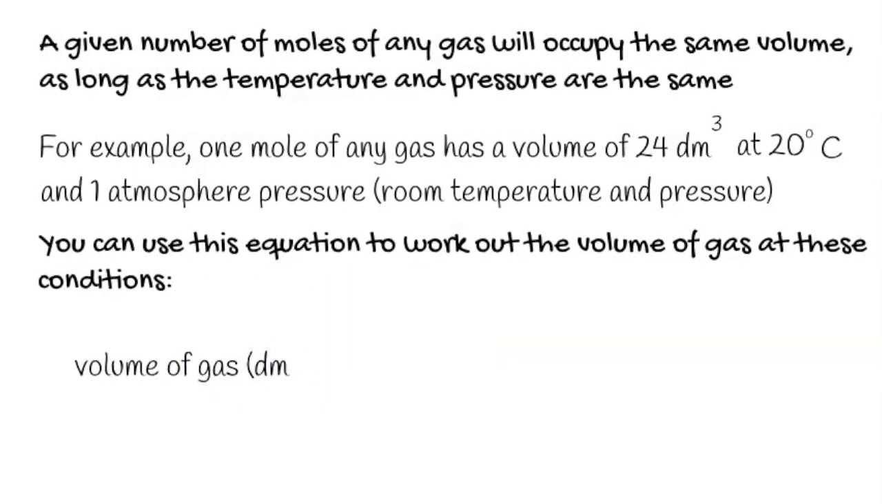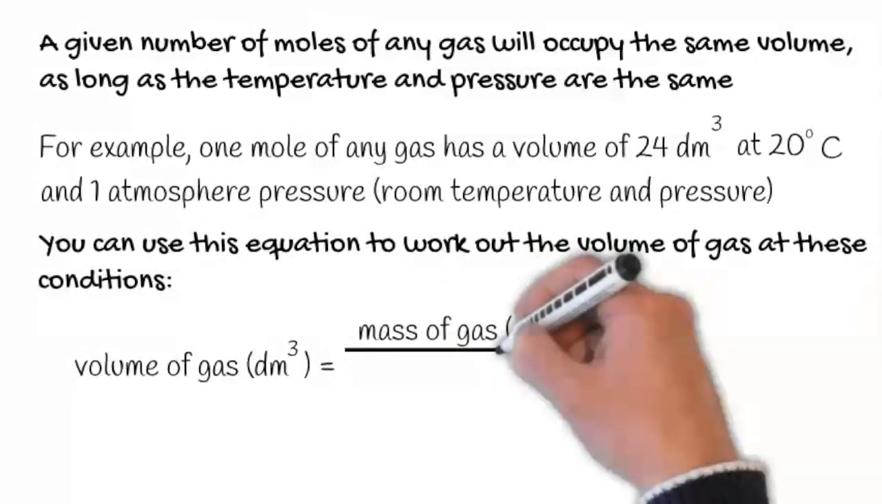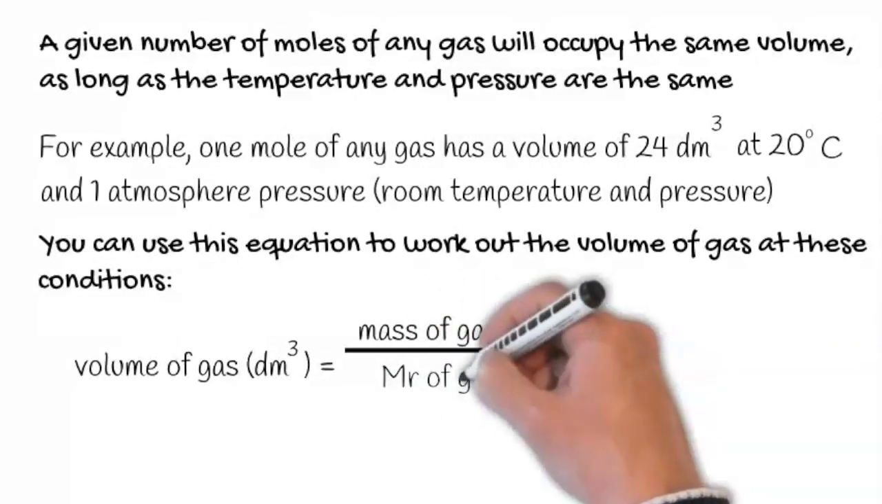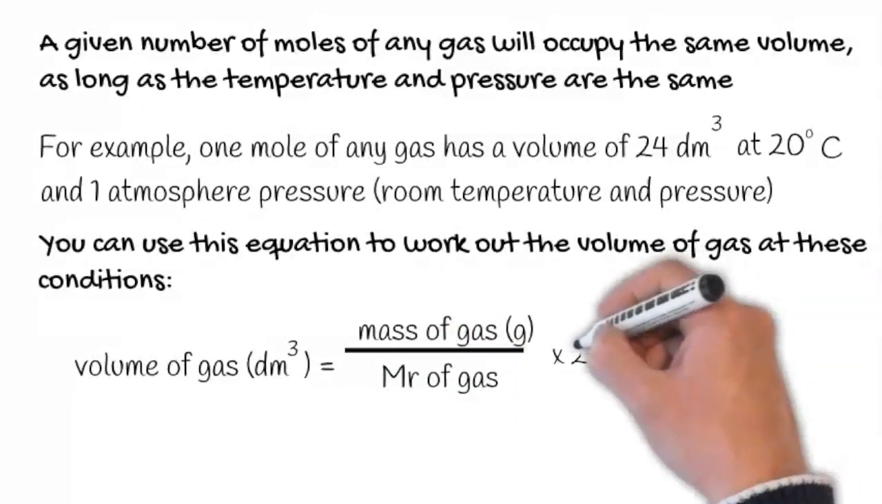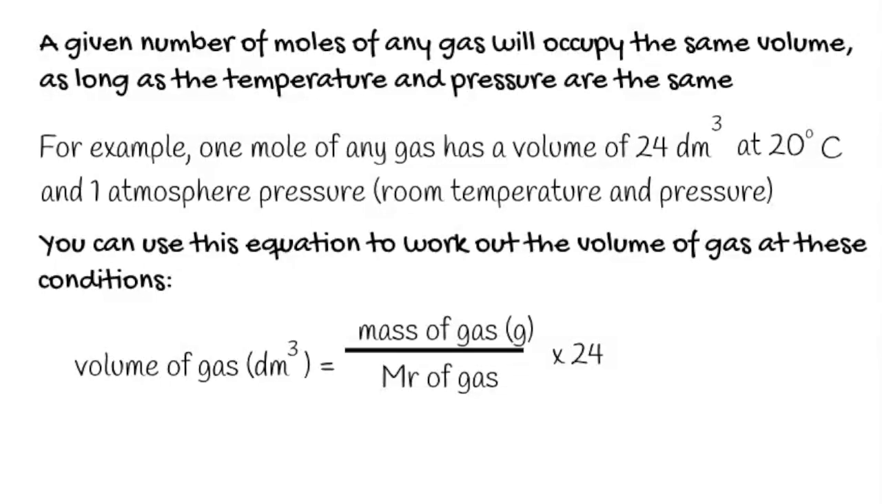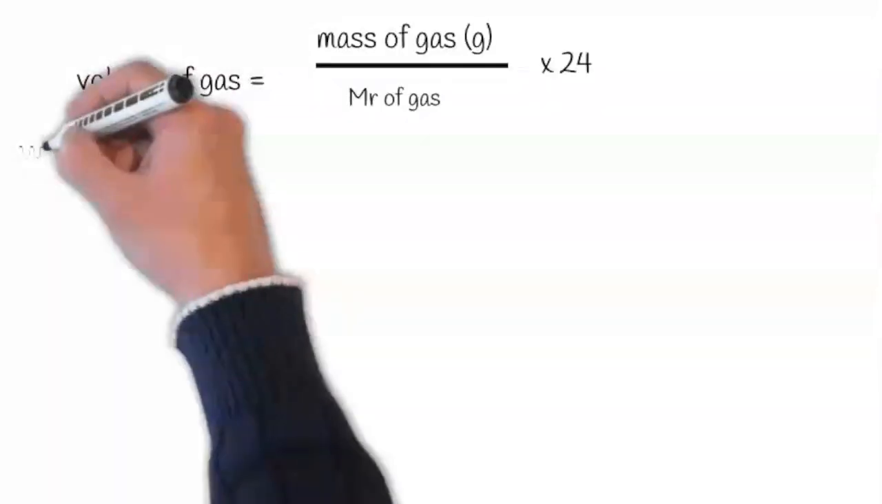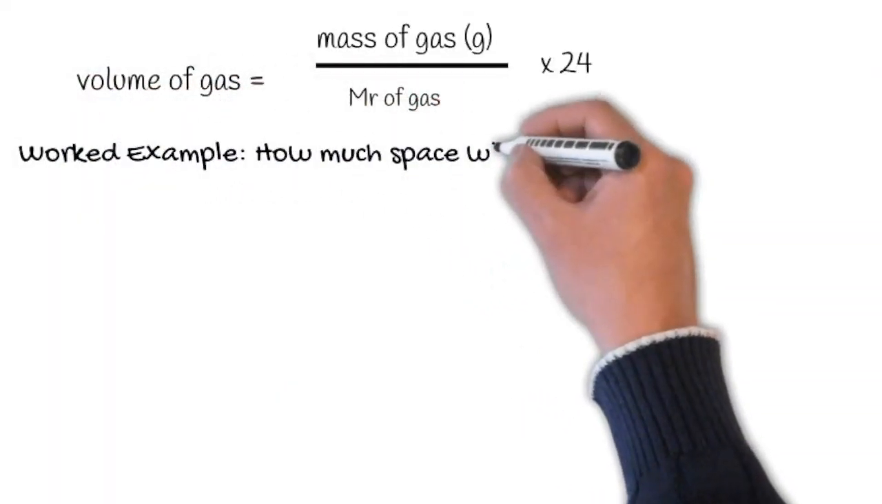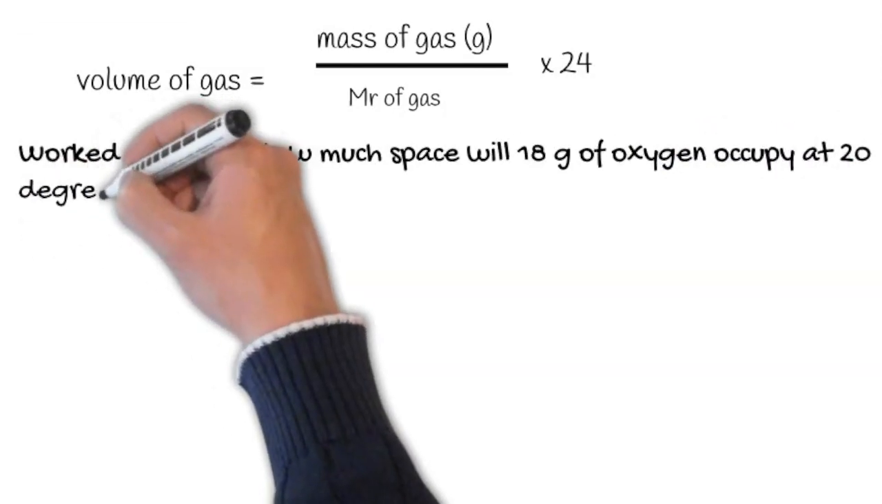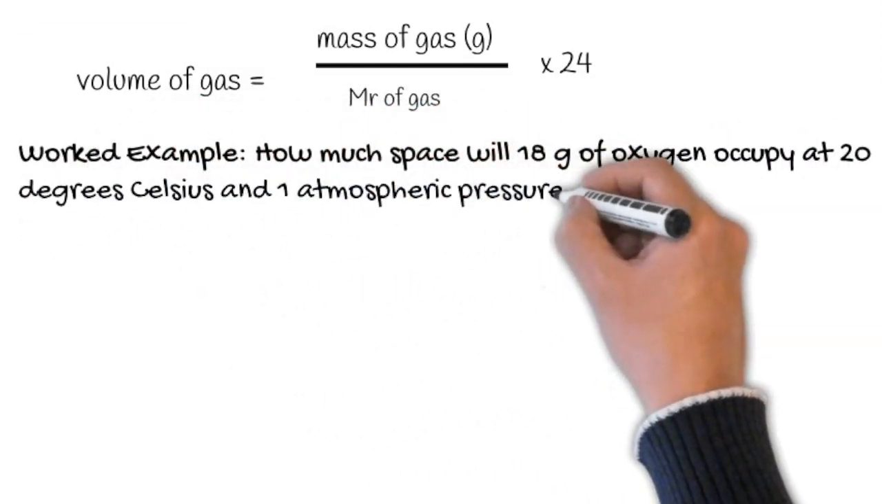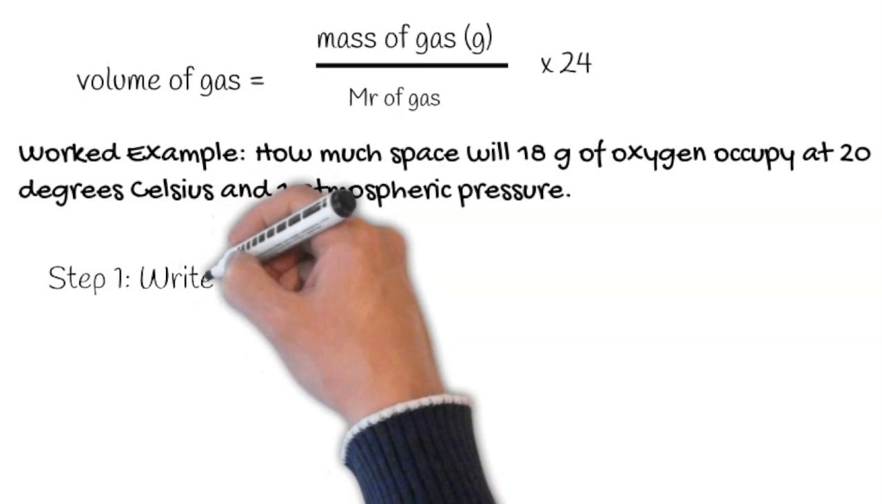The volume of gas in dm cubed or decimeters cubed is equal to the mass of gas in grams divided by the Mr of the gas times 24. So let's go through a worked example. How much space will 18 grams of oxygen occupy at 20 degrees Celsius and 1 atmospheric pressure?